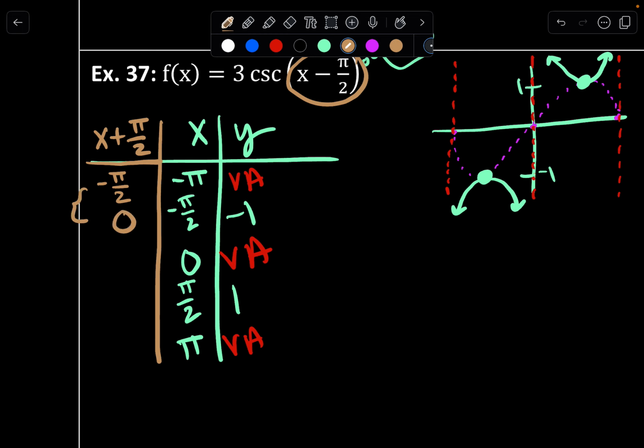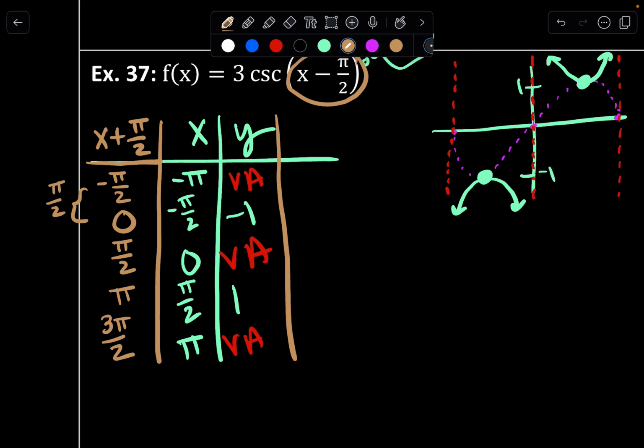So now from here, I can see that they are going to be spaced out by pi over 2. So no more plugging in, I can just add pi over 2. So 0 plus pi over 2, we get pi over 2. Pi over 2 plus pi over 2, we get pi. Pi plus pi over 2, we get 3 pi over 2.